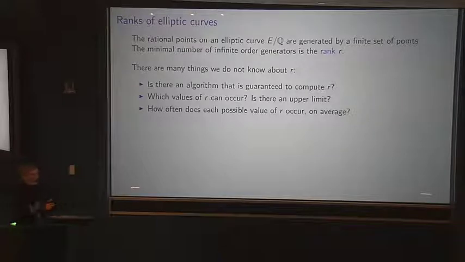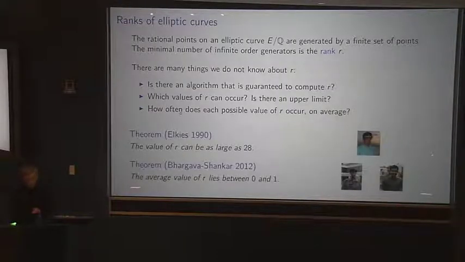We also don't know how often each value of the rank can occur on average, although we know what the answer should be. The answer should be half have rank 0 and half have rank 1, asymptotically, if you order elliptic curves in an appropriate way. Let me tell you a few things we do know about the rank. One is we know that the value of the rank can be as large as 28, and we know that because of the elliptic curve I showed you in the second Sato-Tate animation.